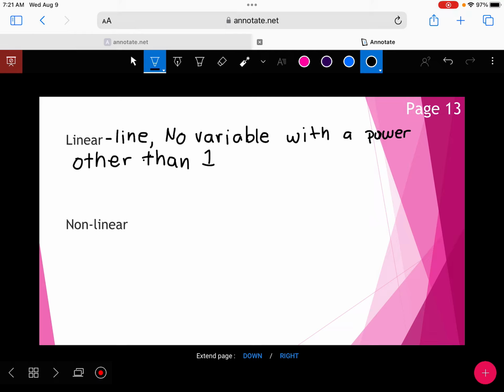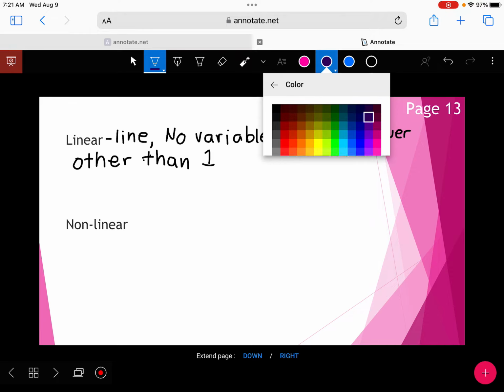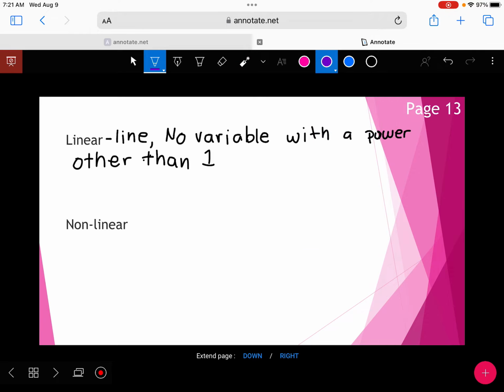Okay, so the way we can tell from an equation is that it has no variable. Remember, a variable, that's our letters. So it's this letter, with a power or exponent, the little numbers up high, other than 1. If it is anything other than 1, it's not linear.